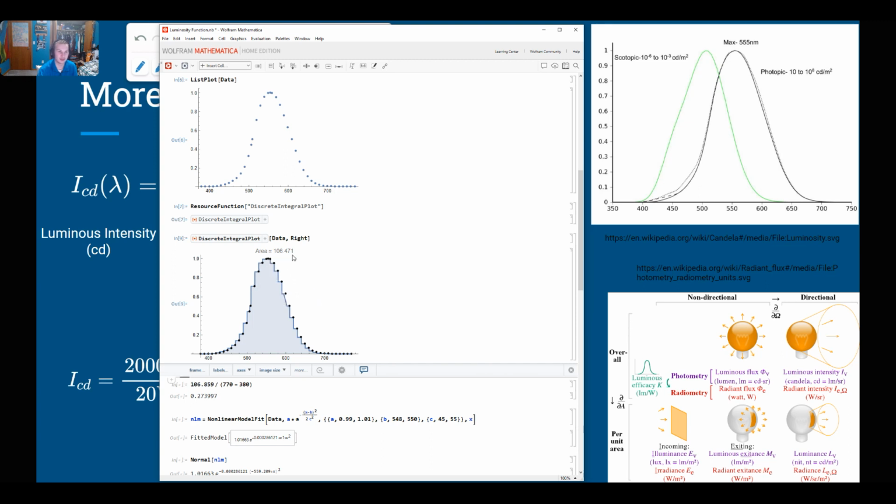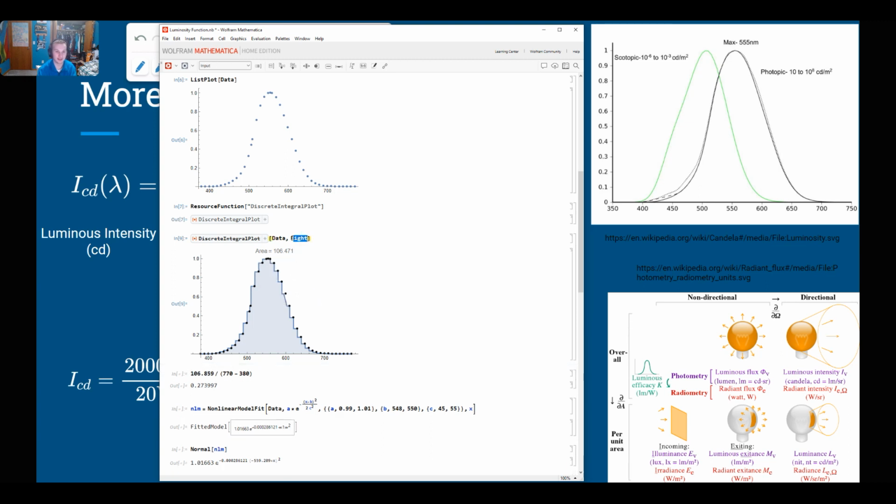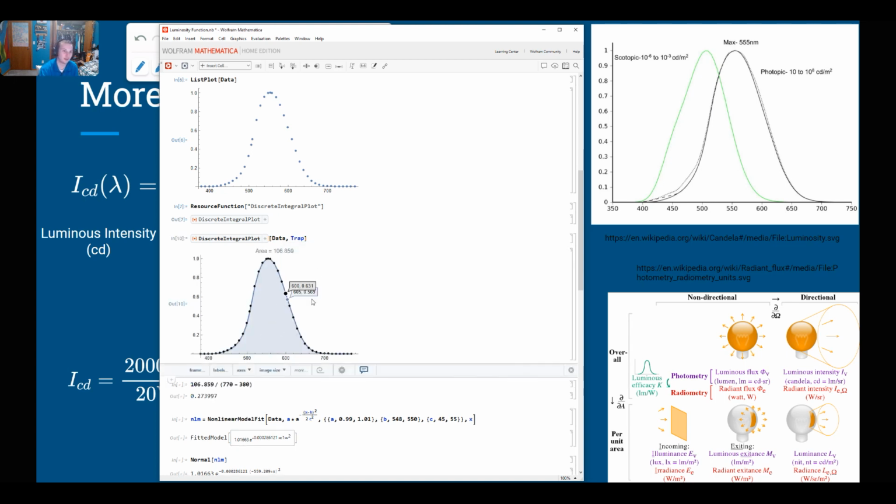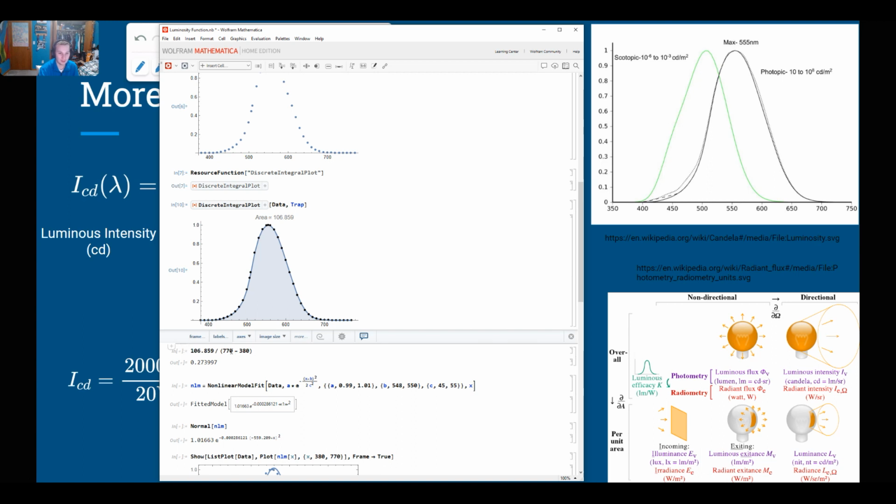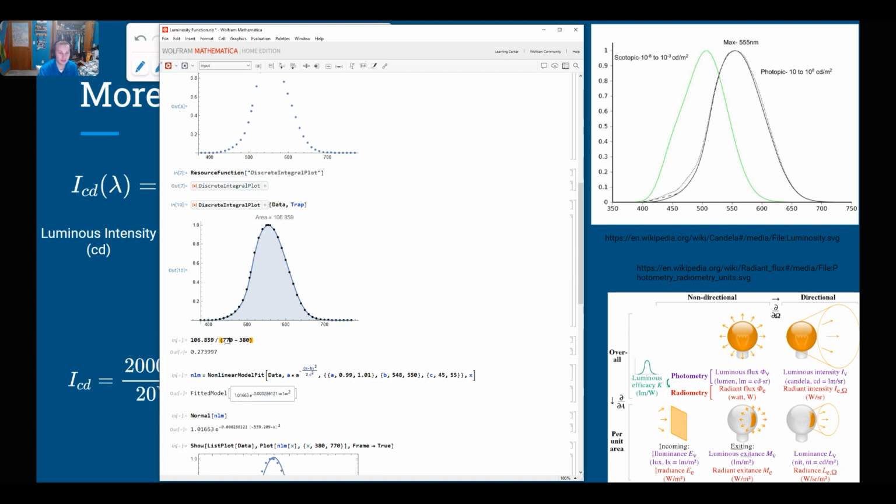You can see how that looks a little bit wonky, right? And gives us a slightly different value. So we use trapezoids to make it look a little bit smoother, a little more accurate. The highest wavelength value we have was 770, the lowest one we have is 380. We subtract those, and that gives you about 0.27 as the average value. So somewhere right down here, okay?